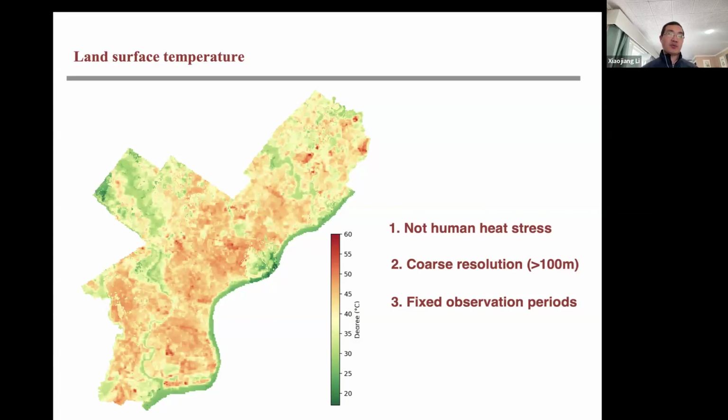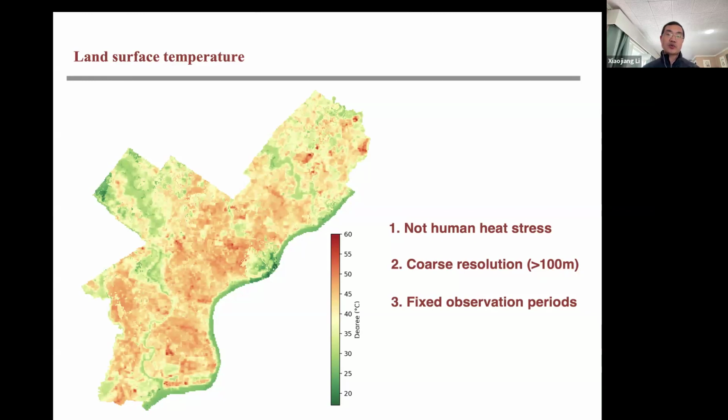But there are some big problems with the satellite-based method. The first one is that this is surface temperature, not human heat stress. Just to give you one example, the surface temperature may show how hot your building roof is, but actually nobody lives on top of a building. So it doesn't make sense to use land surface temperature to indicate how hot people actually feel. The second big issue is the coarse resolution.